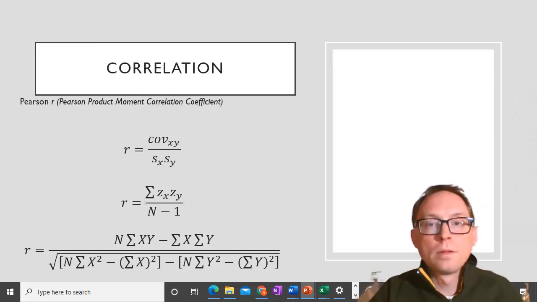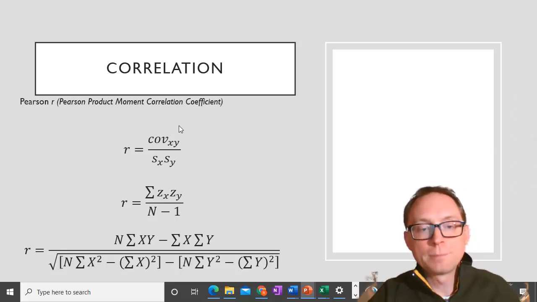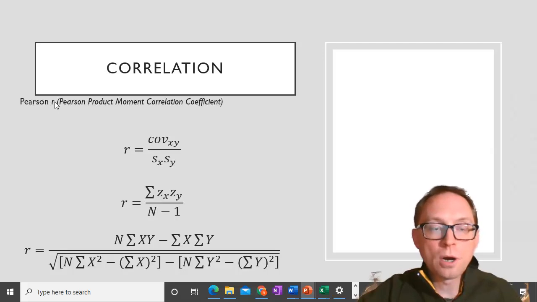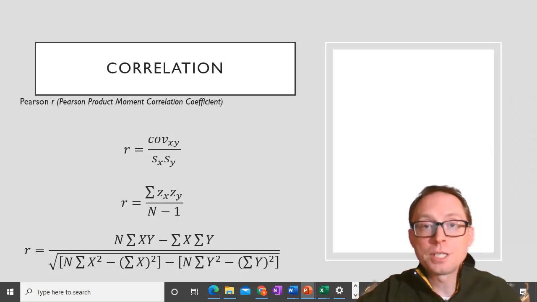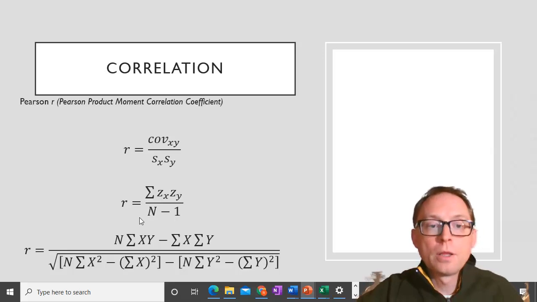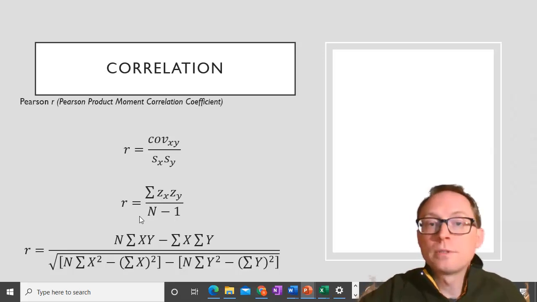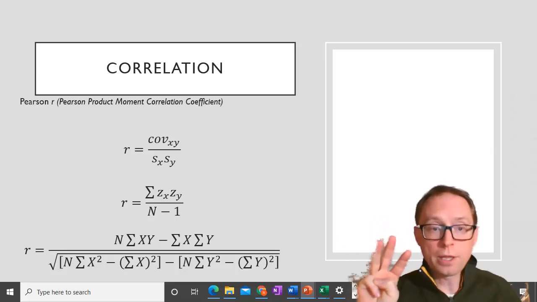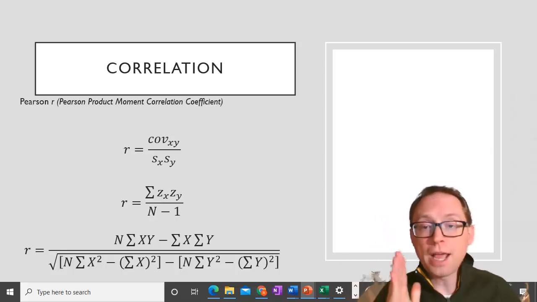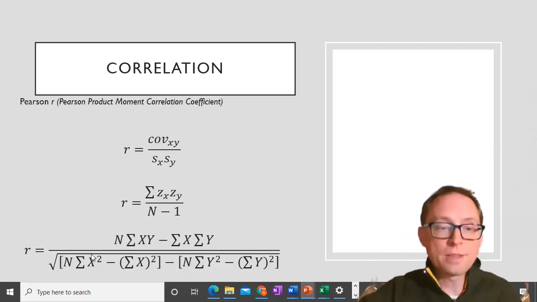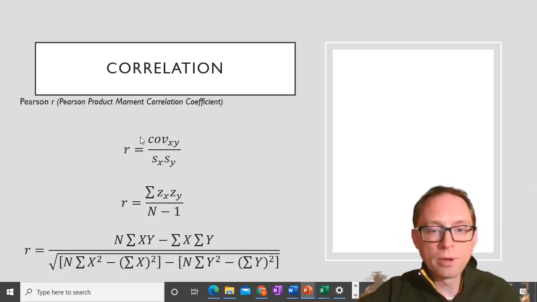Now, this is where you need to not freak out. Once we have the covariance, we can calculate Pearson's r. Pearson's r is the actual statistic that shows us the relationship between the two variables. This looks like a lot of stuff. These are 3 separate ways that you can calculate Pearson's r. You do not have to do all of them. You can do any of them. In fact, this bottom one down here, I like never do that one, right?